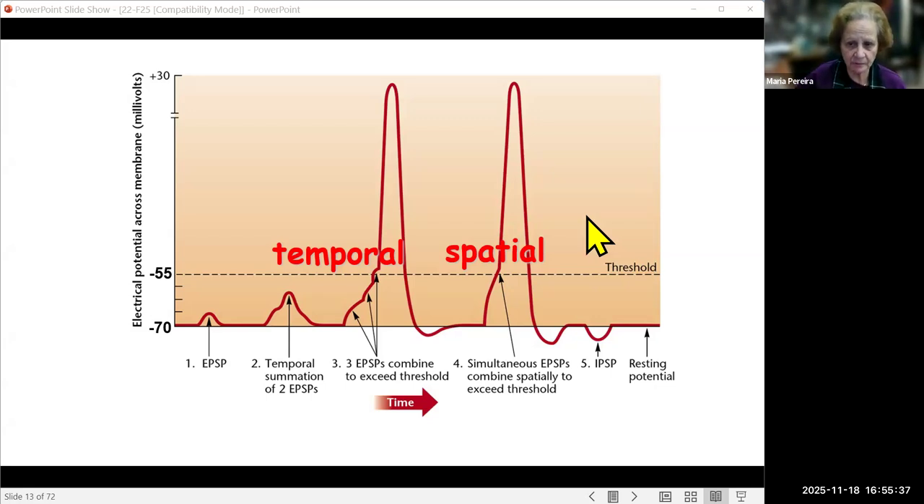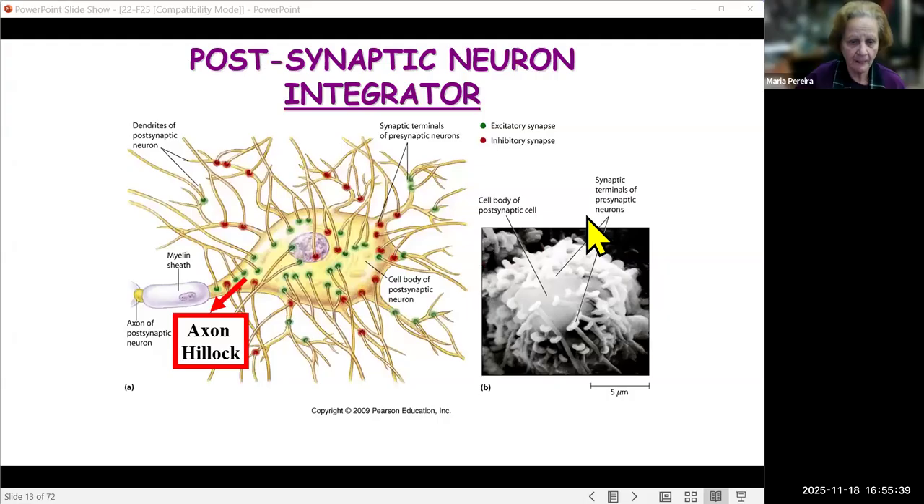So this happens, actually. Okay, so here you have now an electron micrograph. This is beautiful. You see a postsynaptic neuron with a cell body, and each of these represents an axon terminal.